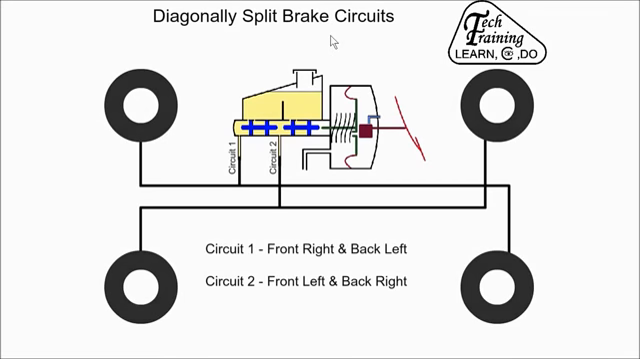With diagonally split brakes, two circuits are used. Circuit 1, front right and back left. Circuit 2, front left and back right. If a leak occurs on one circuit, the car can still be stopped with the other circuit.